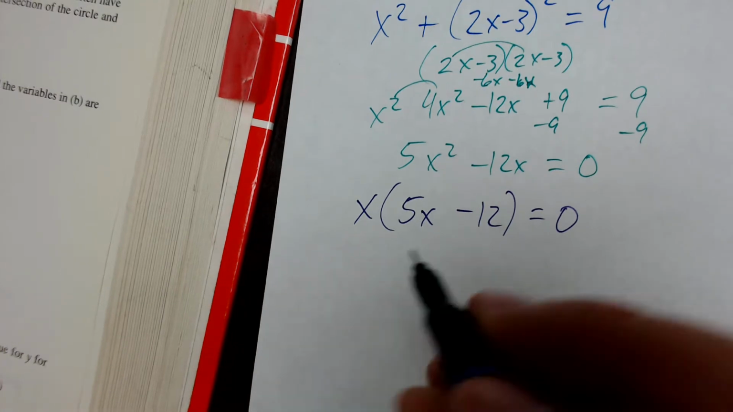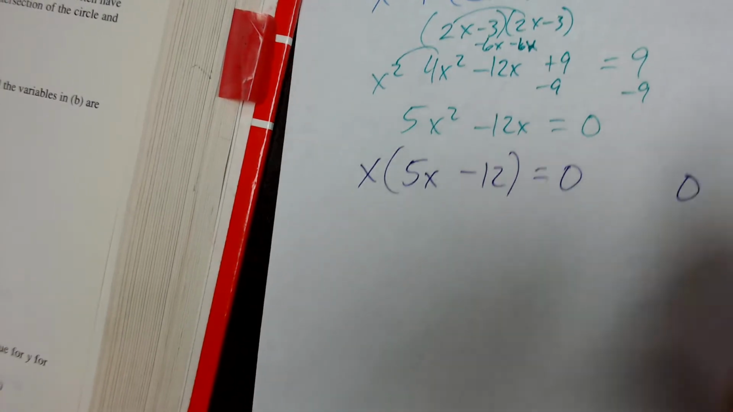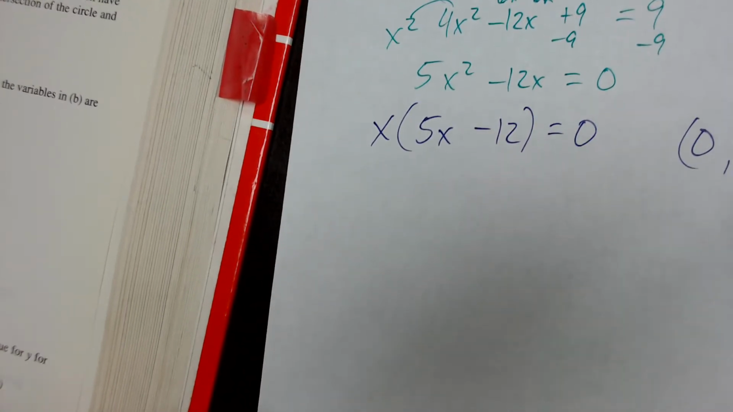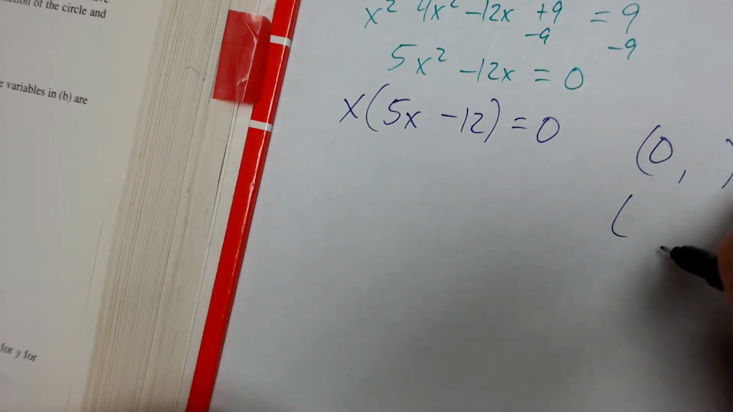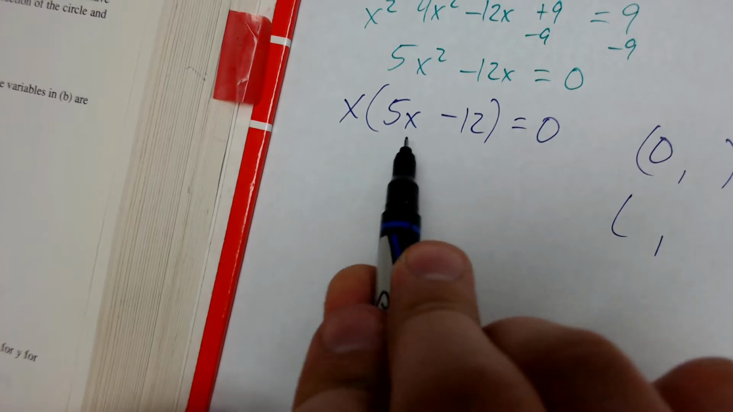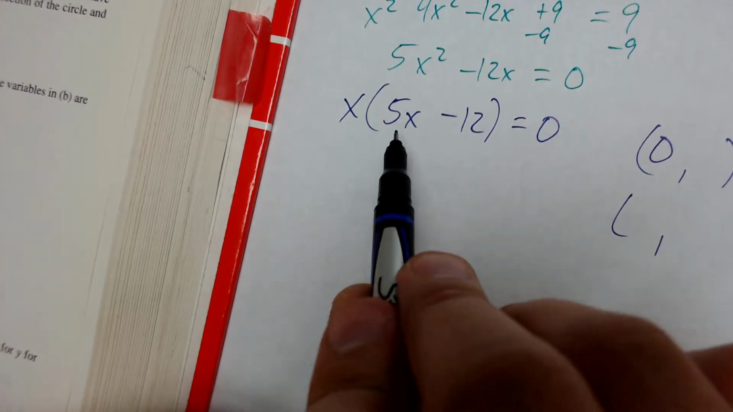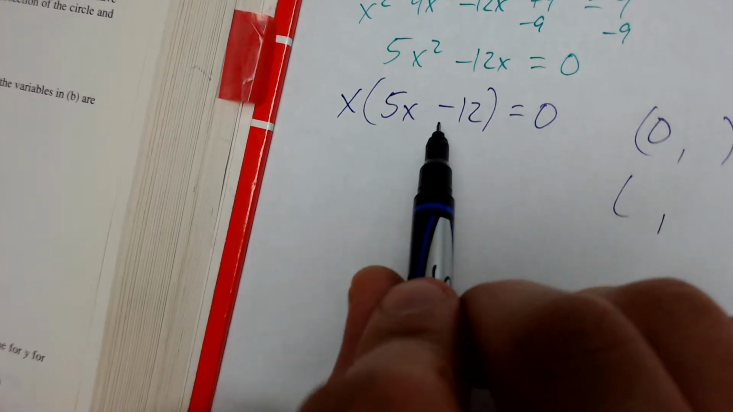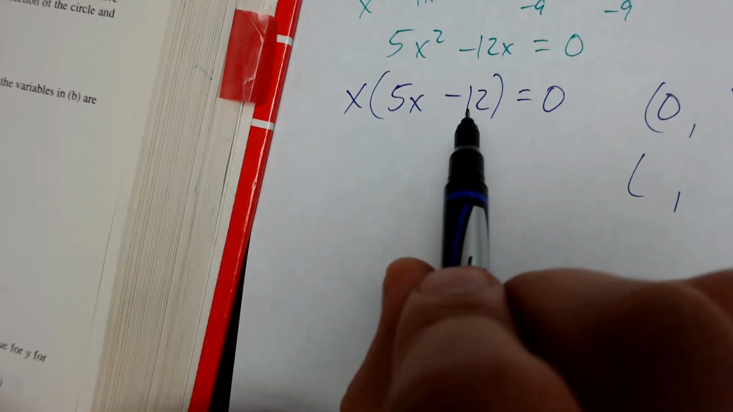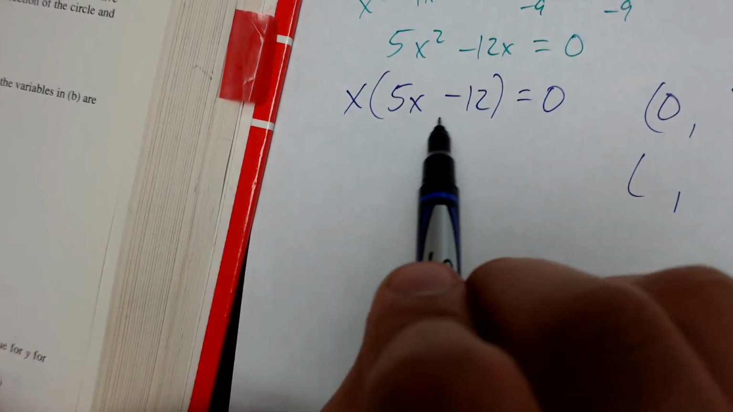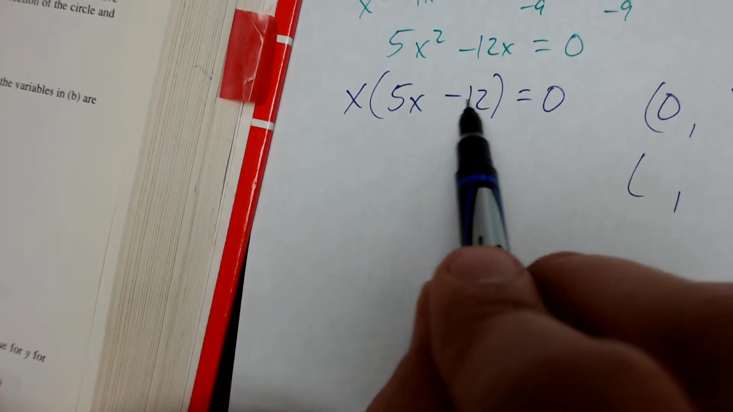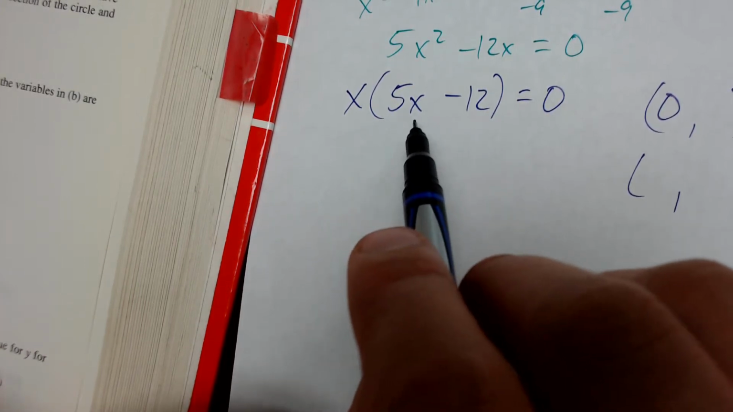So one possibility is that x is equal to 0, right? That's going to be my first ordered pair. The second ordered pair is going to be if x is this value. So what value would make this 0? I have to figure out what value of x would make this parenthesis equal to 0. Well, 5 times 2 is 10, so it's actually going to have to be a little bit bigger than 2.